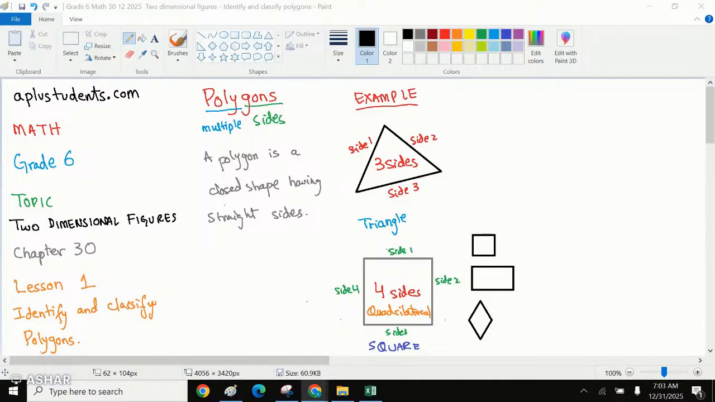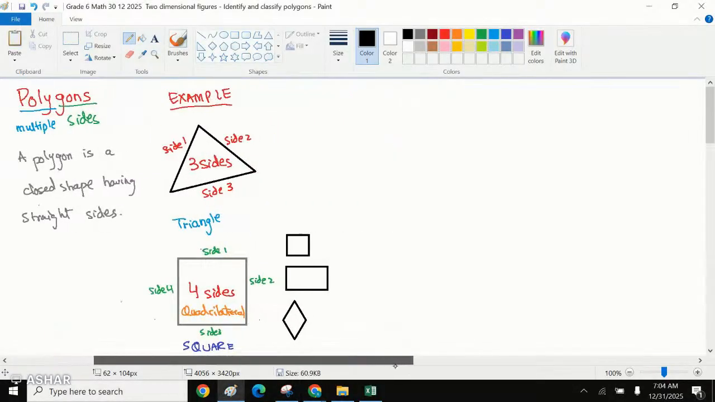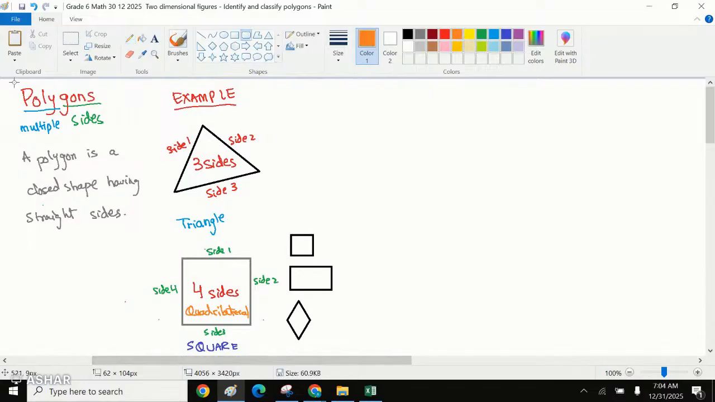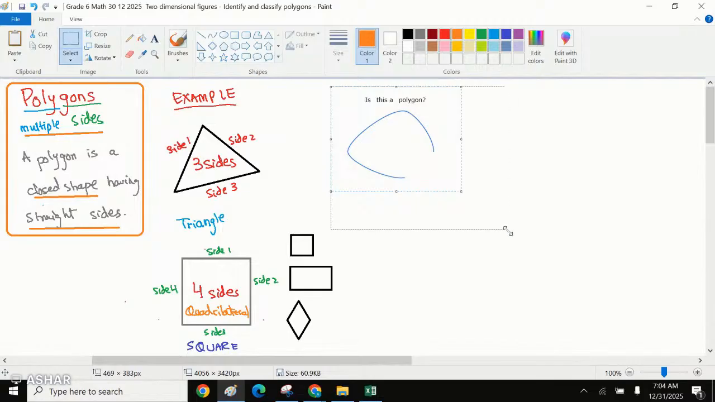So what we need to remember is a polygon is a shape having multiple sides. The minimum should be three sides because a triangle is closed with three sides, right? And it should be made up of straight lines. Okay, so let's look at the question and see what they're asking us. If a shape is given to us, we need to identify whether this is a polygon or not. So keeping in mind this definition, a polygon has multiple sides, it's a closed shape made up of straight lines, right? So the first question we have is, is this a polygon?